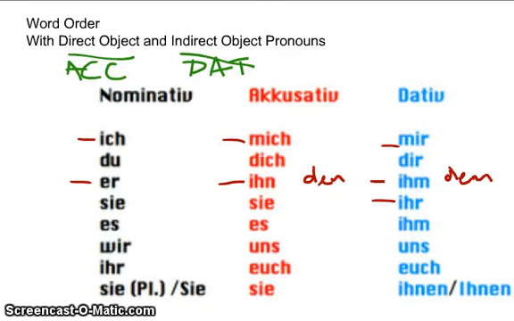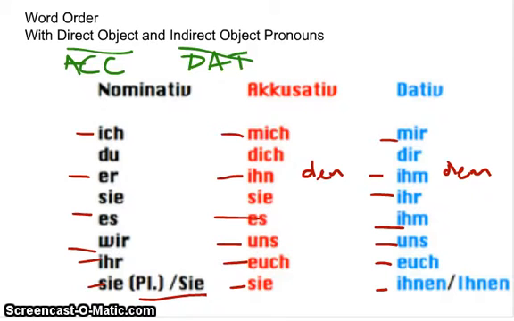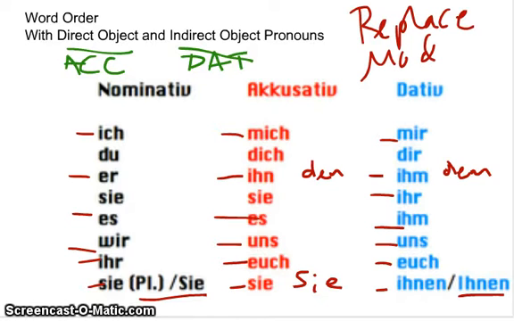Sie, ihr. So ear changes there. Es, ihm. Then we have wir, uns, ihr, euch, sie, ihnen, lowercase I, and then sie for formal, sie, and then ihnen with the capital I. So before we talk and look at word order, we want to make sure that we go ahead and remember what those pronouns are. So pronouns, by definition, replace or modify a noun. All right?